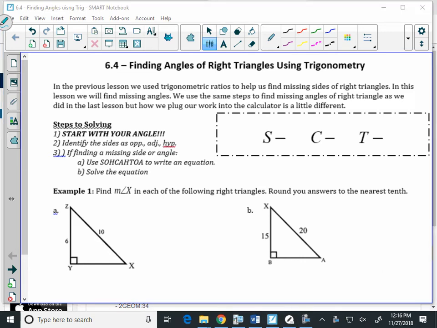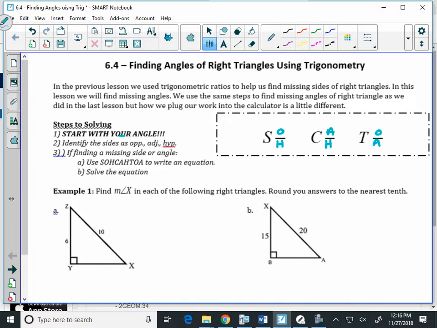Yesterday, we're going to use these trig ratios to help us find missing angles. So the setup and the steps are still exactly the same as what we did yesterday. It's just how we type it into our calculator that is different. So we still want to write SOHCAHTOA at the top of our paper every time. Okay? The steps from yesterday are still the same.